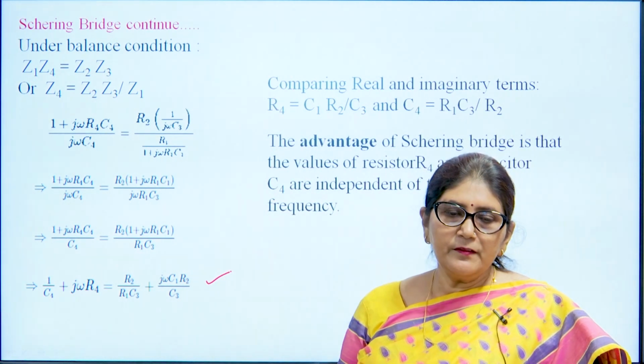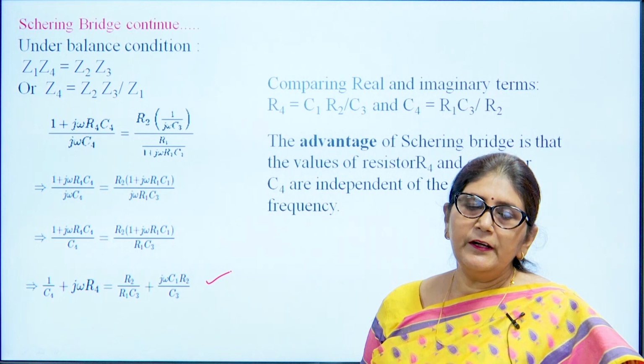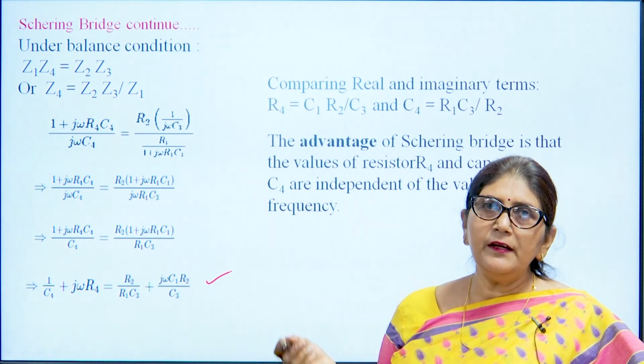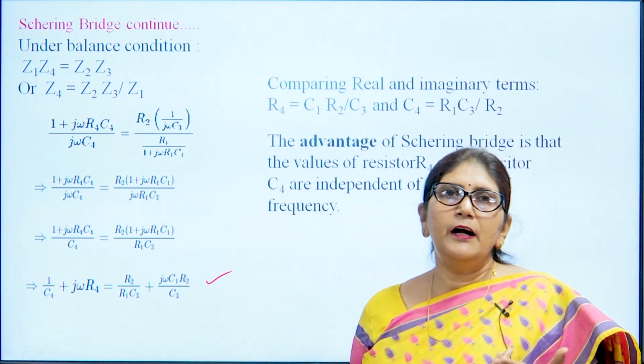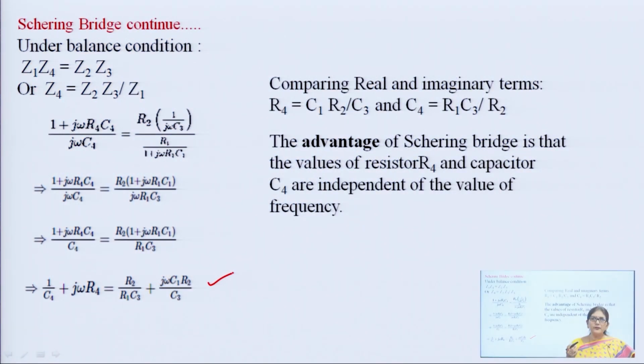So, unknown capacitance C4 is equivalent to R1 C3 by R2, and the unknown inherent resistance of the capacitance is shown by R4. R4 is not a separate resistance value, it is the resistance which a capacitor offers because of the dielectric. So, R4 is C1 R2 by C3. So, again the advantage of Schering bridge is that the values of resistance R4 and capacitance C4 are independent of the frequency.